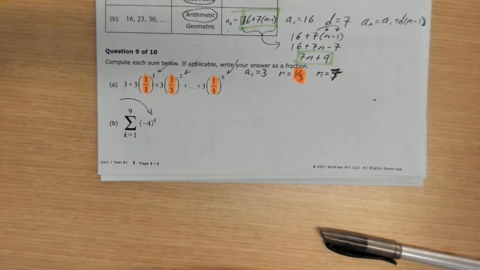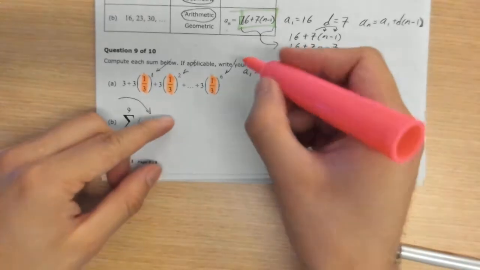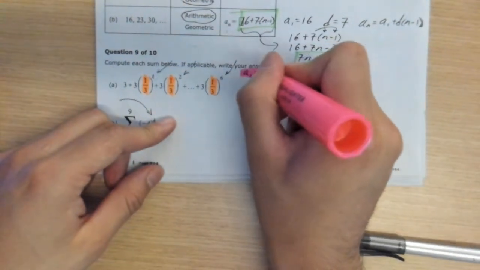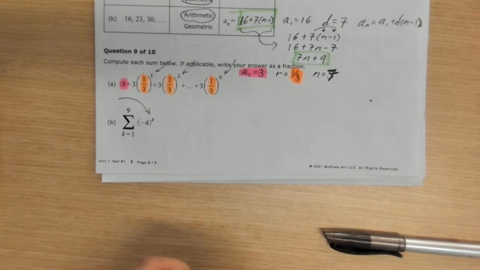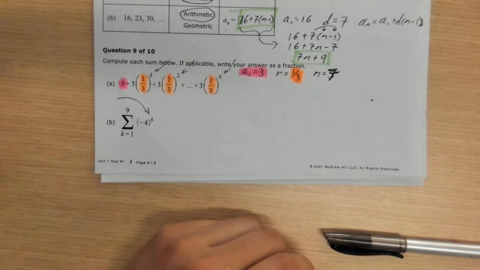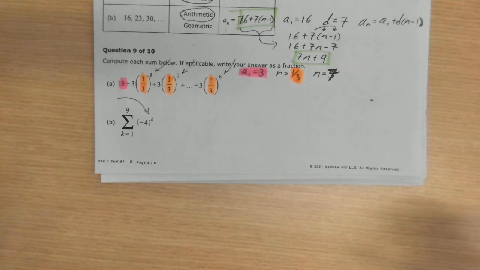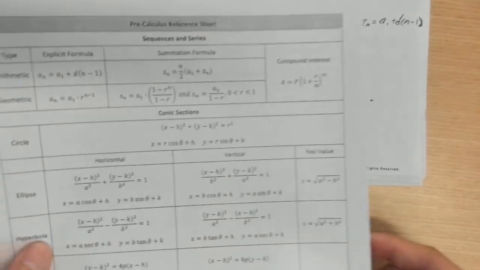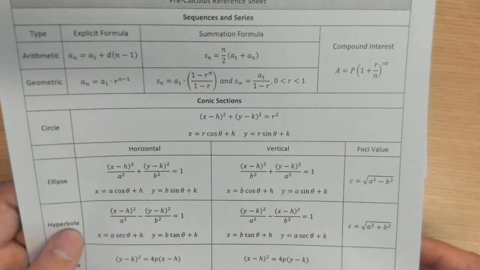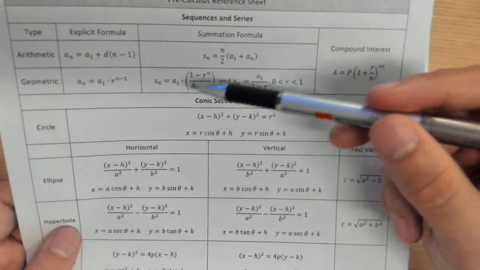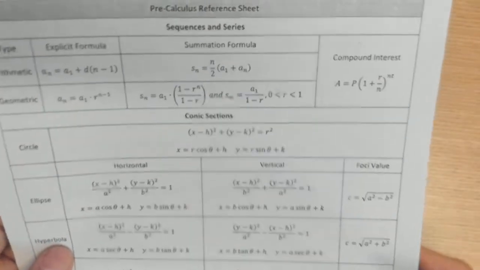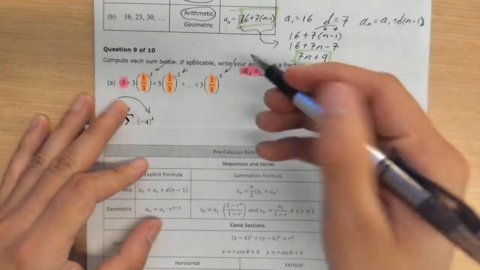Of course, you guys also should remember that a sub 1, the first value, is just the first value that you see at the beginning of the sequence. All right, so we've got everything. I'm just going to put everything into my equation and solve this problem. There's my equation. I'm going to replace the r by 1/3, replace the n by 7, and replace a sub 1 by 3.